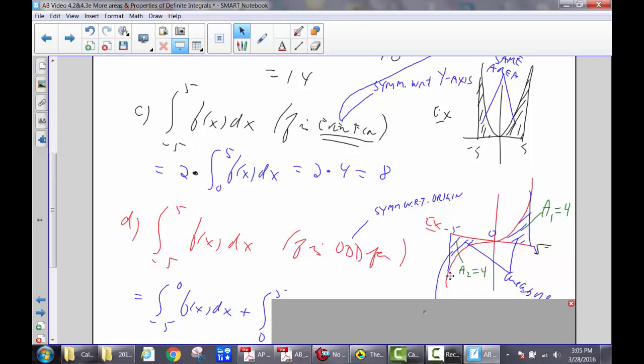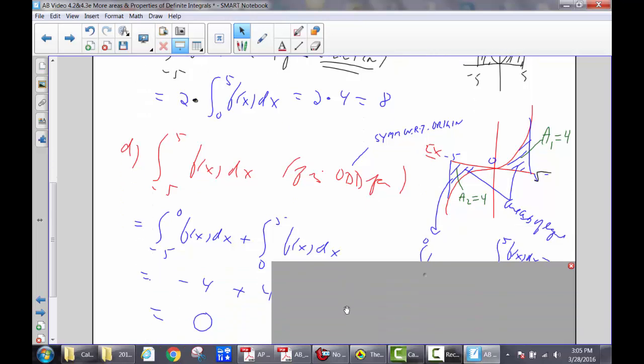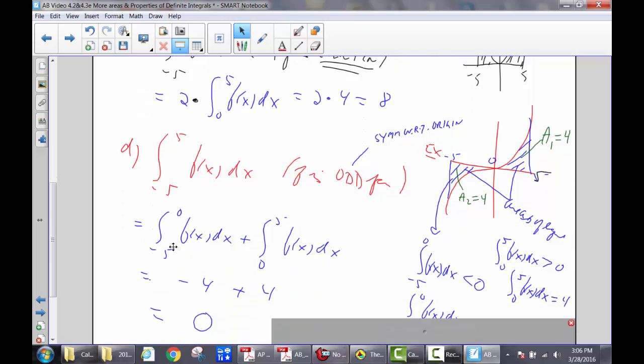If it's an odd function, it's symmetric with respect to the origin, in which case, let's pretend the areas were both 4, but the integral from -5 to 0 will be negative because all your f of x's are negative now. And the integral from 0 to 5 will be positive because your f of x's are positive. So now what happens is you'll have the integral from -5 to 0. They told you 0 to 5 was 4, which means if this is an odd function, -5 to 0 is -4. And if you add those together, you will get 0.